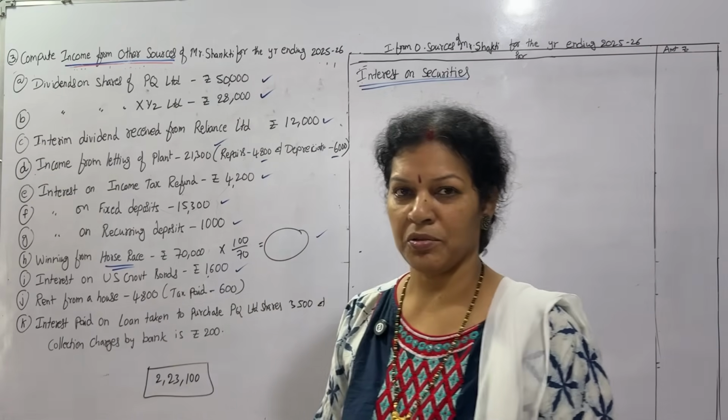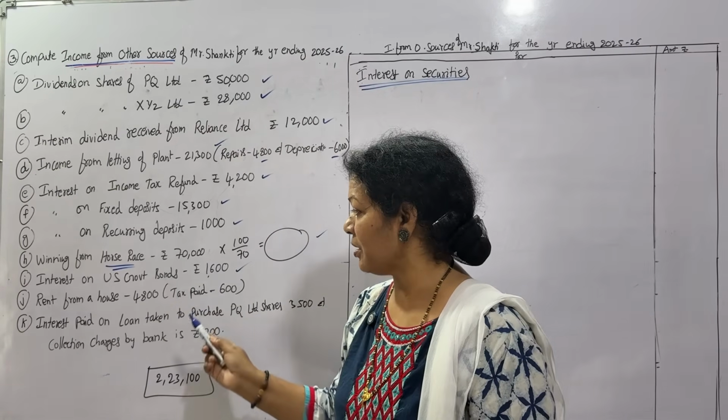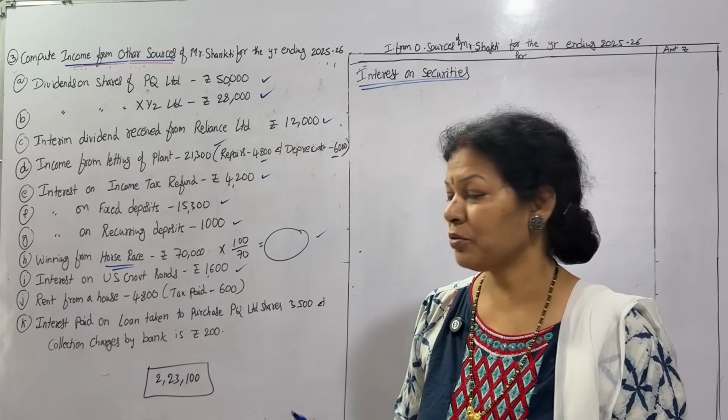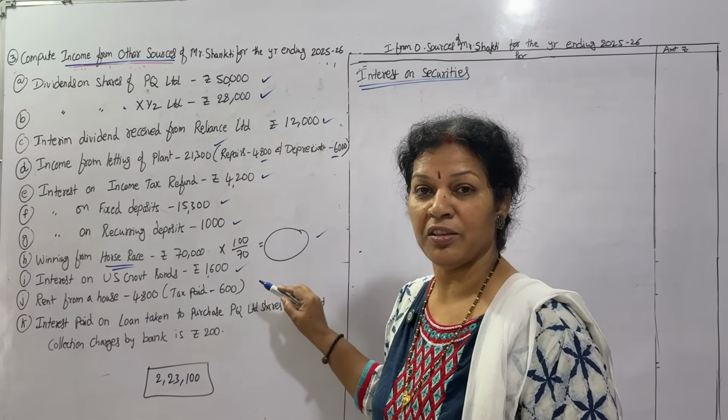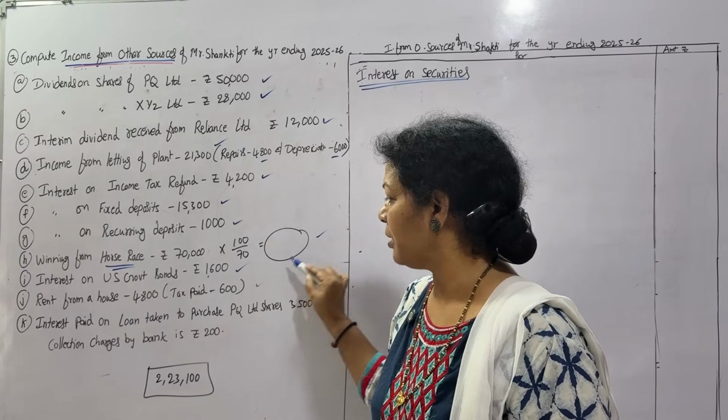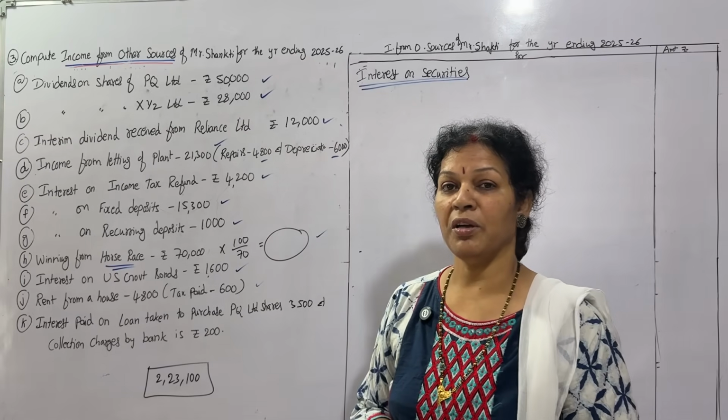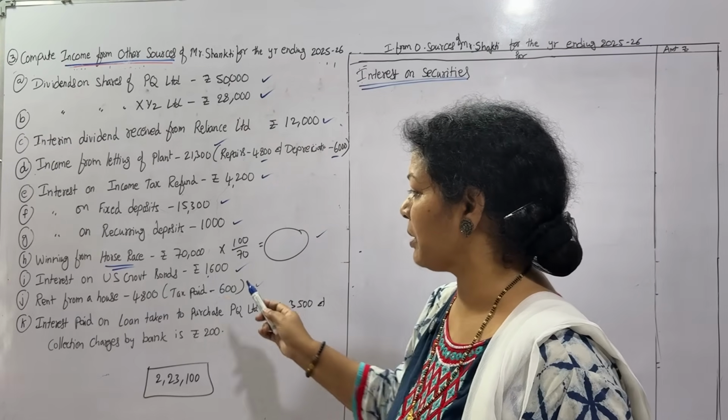Rent from house. I got rent of 4,800, but the tax was also paid. So tax is considered as exemption. So 4,800 minus 600 comes to 4,200, which will be the income from other sources.